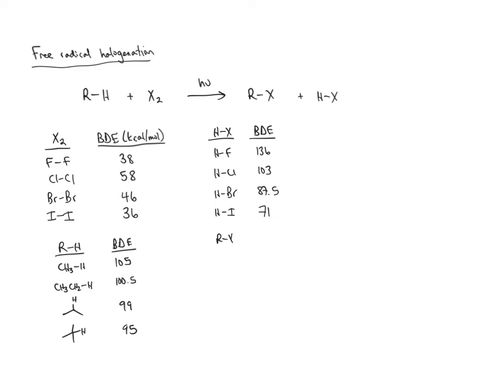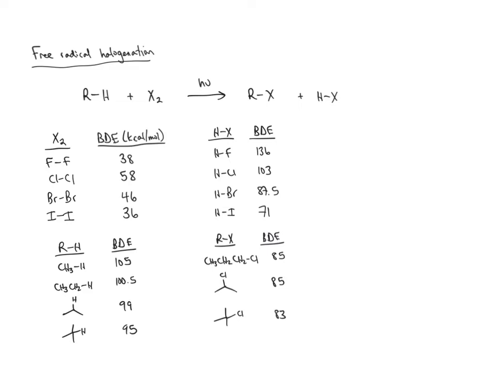And finally, the RX BDEs. Any alkyl chain, let's just pick one. Let's do a propyl version for chloride is 85. The isopropyl version for chloride is 85. And the tert-butyl version is 83.